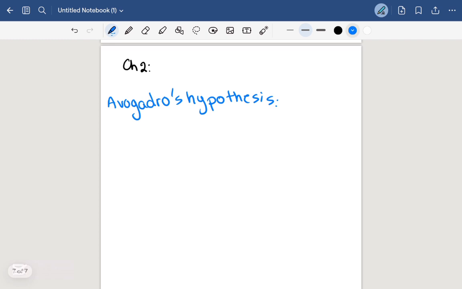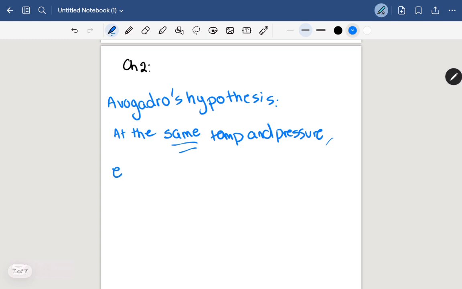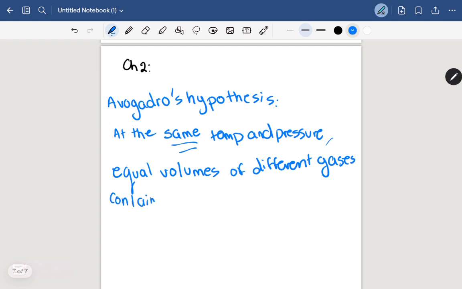So what is his hypothesis? His hypothesis states at the same temperature and pressure, these are very important keywords, same temperature and pressure, okay, equal volume of different gases, so keep in mind, they have to be same temperature, same pressures, and equal volumes. So, equal volumes of different gases contain the same number of particles.